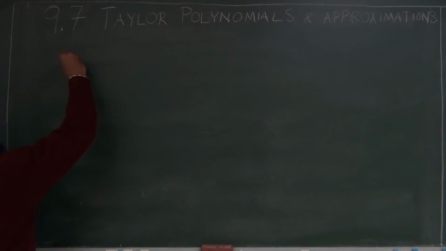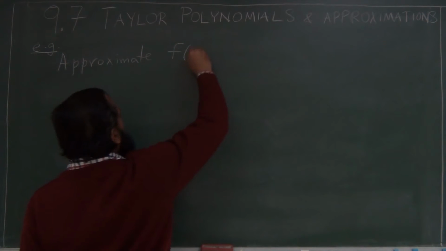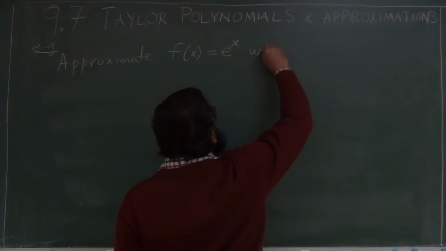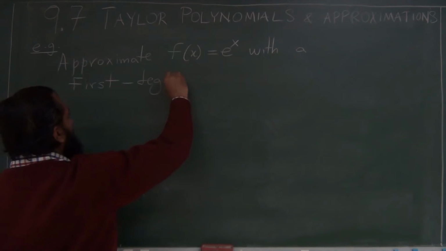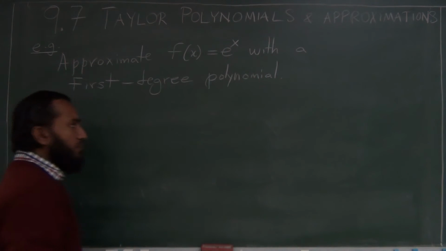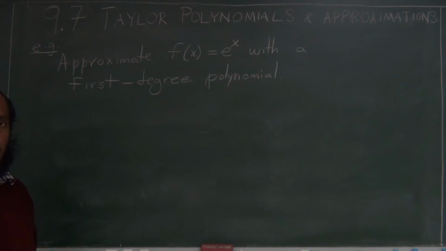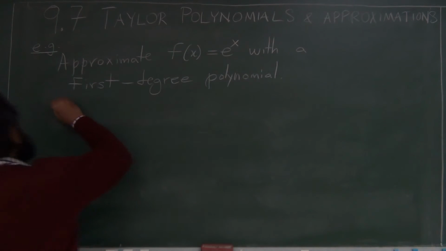Okay, so here's an example. Approximate f of x equals e to the x with a first degree polynomial. First degree polynomial means the highest power of x is 1, right? So let's write this down algebraically. What are we asking? Approximate f of x, okay, right? So I've forgotten something. I haven't specified near where. Let's say approximate f of x equal to e to the x with the first degree polynomial at, let's take a very simple case, at c equals 0.